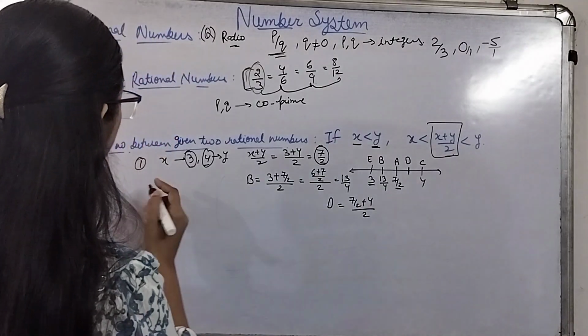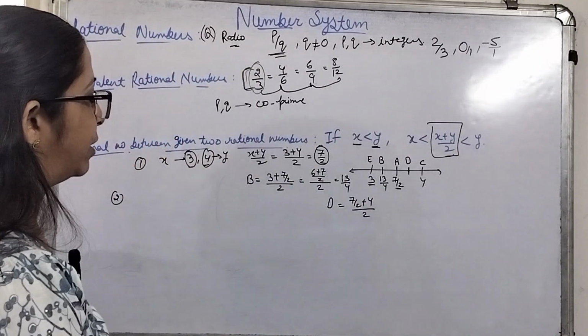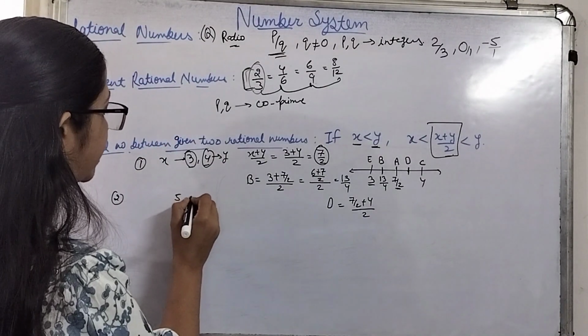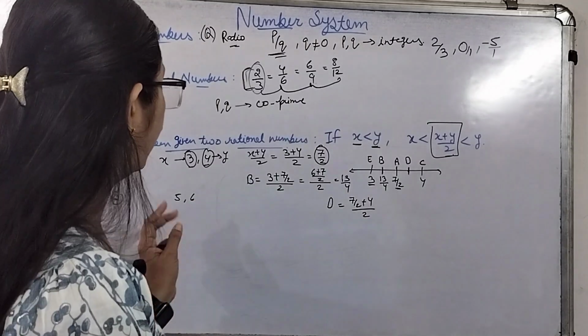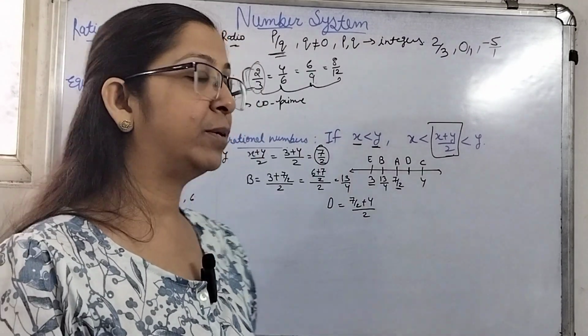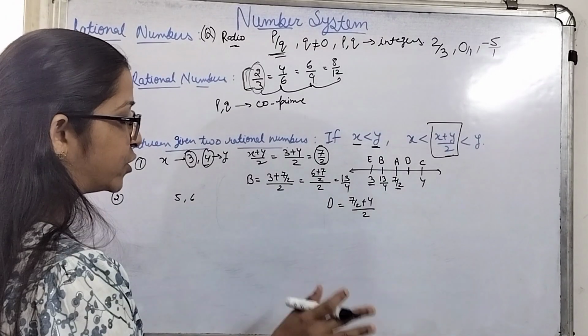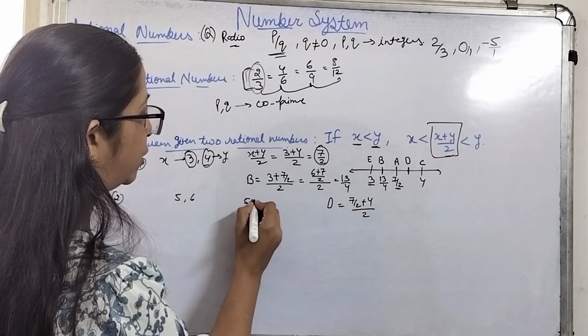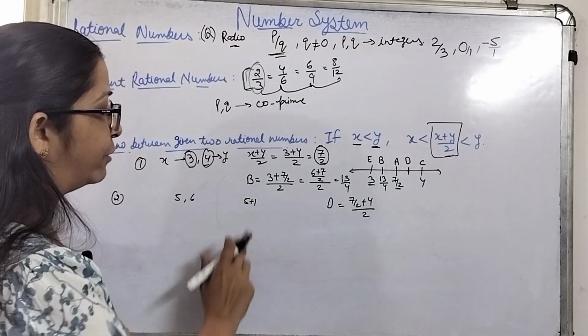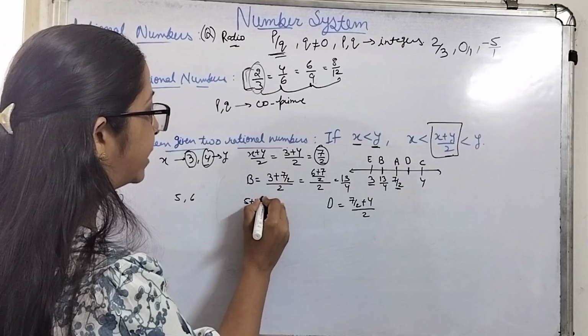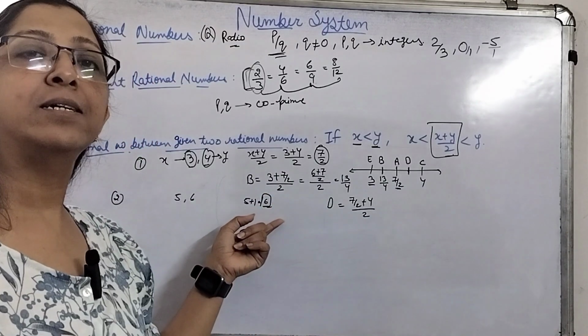Now another method could be, suppose two consecutive numbers are given. Suppose I am saying 5 and 6 are given to us. And we have to find, suppose, 5 rational numbers between these two given numbers. So 5 rational numbers we have to find. What is the next number to it? If we add 1 to 5, we will get 6. That means we want the denominator as 6.